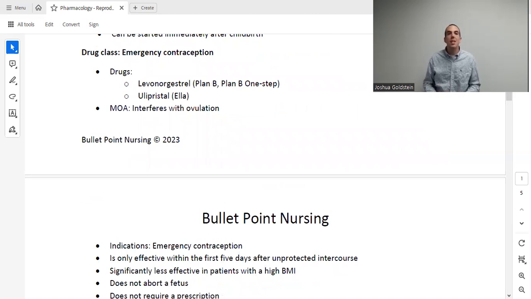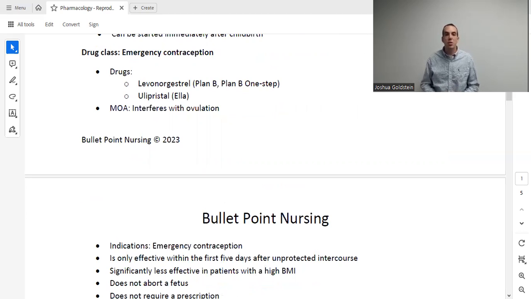Next, we're going to look at preventing conception in the emergency setting. The drug class here is called emergency contraceptives. The drugs are levonorgestrel or ulipristal, very commonly known as Plan B, Plan B One-Step, or ella. The mechanism of action is that these interfere with ovulation. What do we use it for?